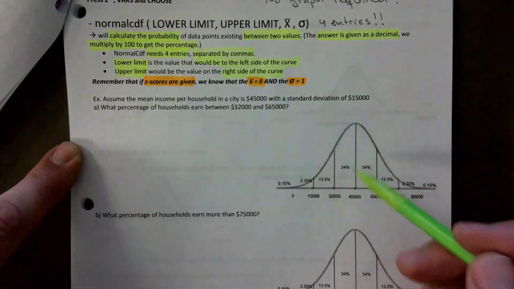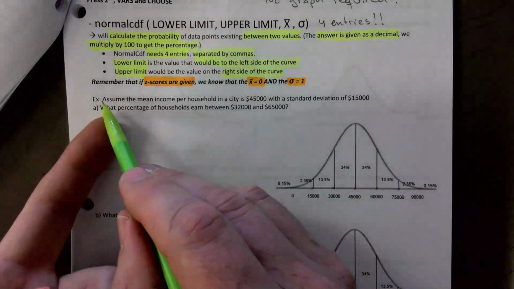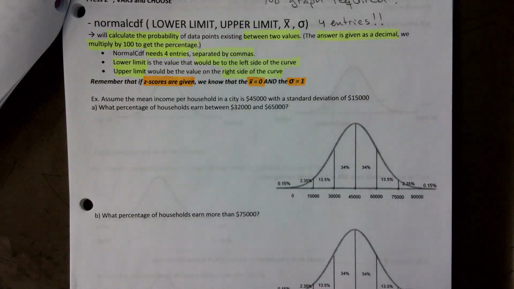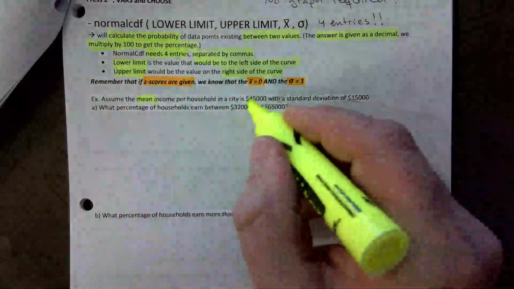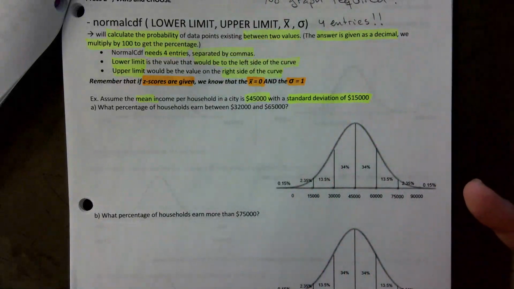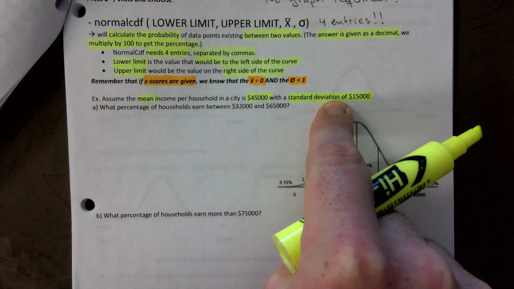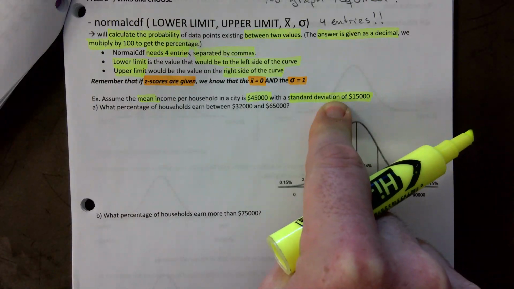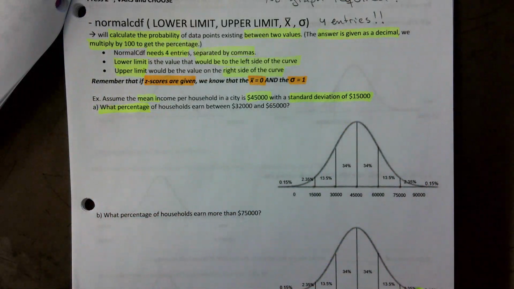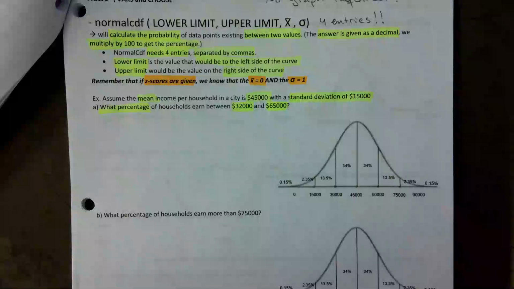I've given you graphs so you can wrap your head around it, but I'm not expecting you to do this. Okay? Example. Assume that the mean income for a household in a city is $45,000. Okay, so the mean here is $45,000. And the standard deviation is $15,000. Knowing that, and obviously we're assuming a normal distribution, what percentage of households earn between $32,000 and $65,000?